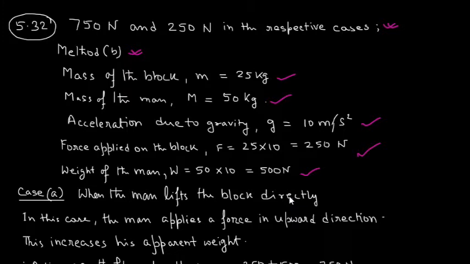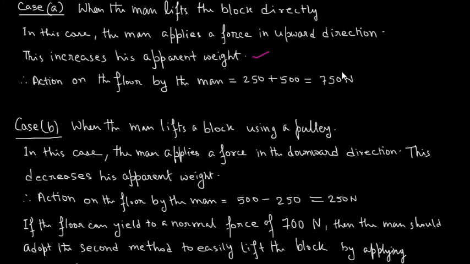Case A. When the man lifts the block directly, in this case the man applies a force in the upward direction. This increases the apparent weight. And action on the floor by the man is 250 plus 500, that is 750 Newton. Case B. When the man lifts the block using a pulley, in this case the man applies a force in the downward direction. This decreases his apparent weight. So, action on the floor by the man is equal to 500 minus 250, that is 250 Newton.